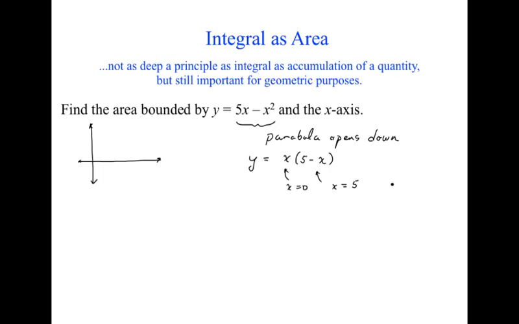This gives us values of x that make y equal to 0, so that gives us (0, 0) and (5, 0). It's going to go through those two points, and we know it opens down, and that's kind of all we need to make a sketch, even though we haven't found where the vertex is. That's okay. For this problem, we don't need to know that.